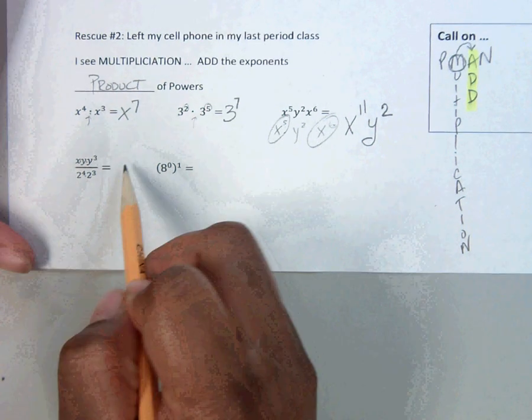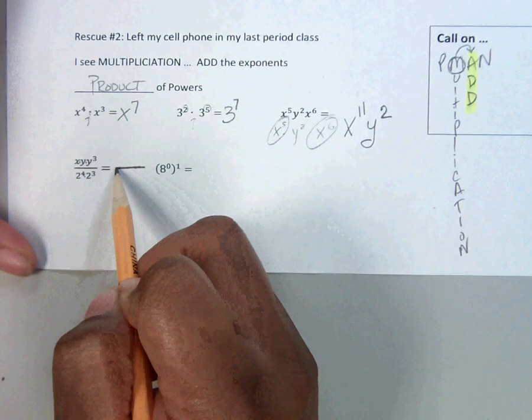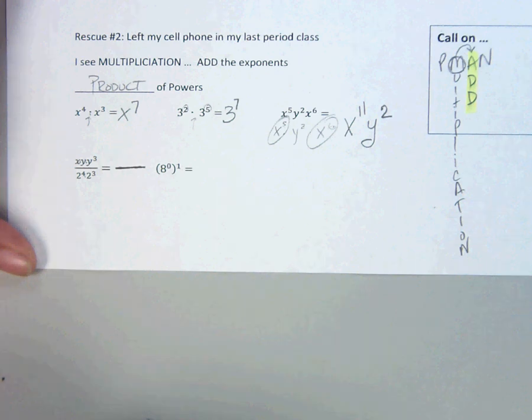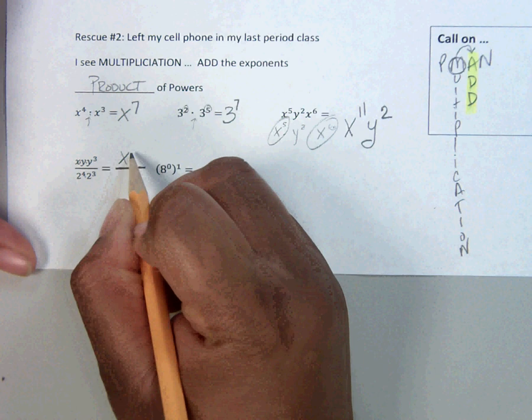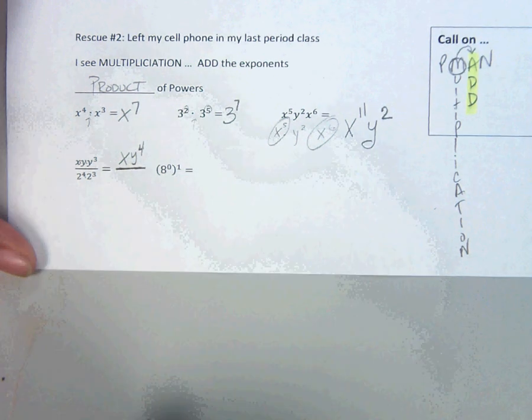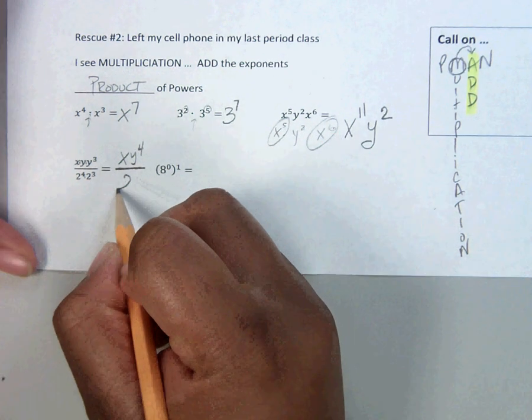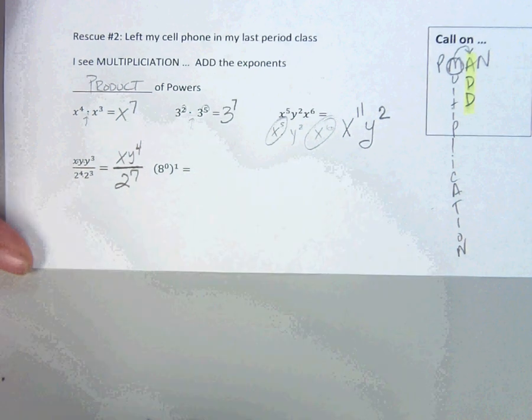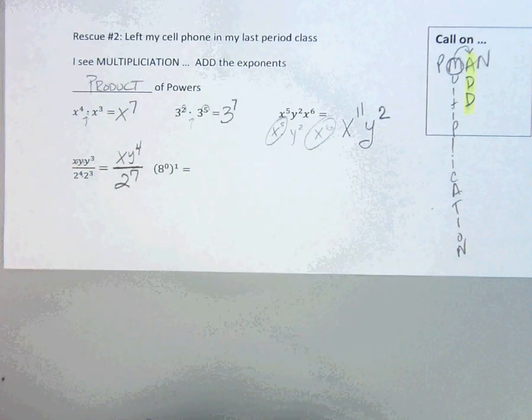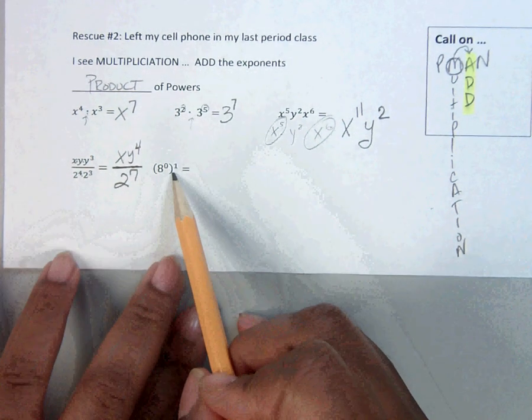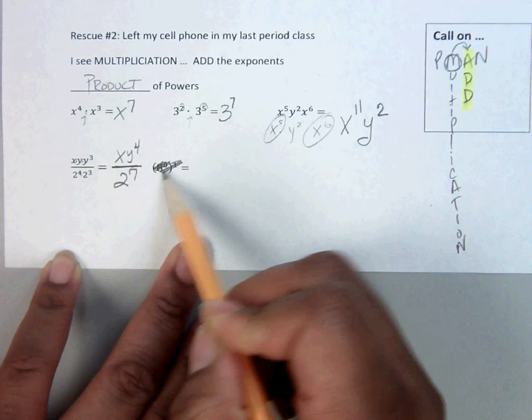Okay, this one down here. We add the like bases in the numerator and the like bases in the denominator. So this is x, y to the 4th. This one down here is 2 to the 7th. Okay? And this one here should not be on this section.